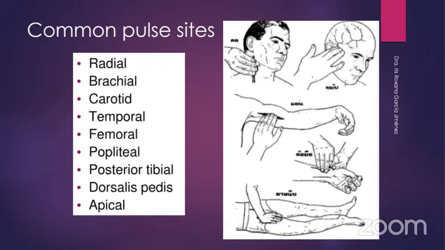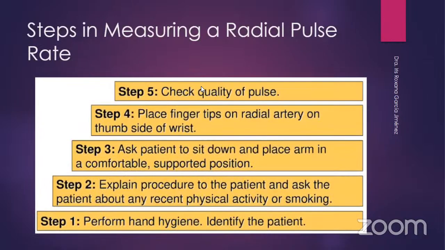Carotid, when we evaluate emergencies. Temporal. This one too, if we evaluate emergencies, according to the situation we decide if we can take it in carotid or temporal. Femoral and popliteal, in trauma specifically, looking for the blood supply to the limb. Posterior tibial and dorsalis pedis, again looking for the supply, but it takes more time. You need practice to catch those ones, and the apical, okay? Steps for measuring the radial pulse is for you, for practicing.